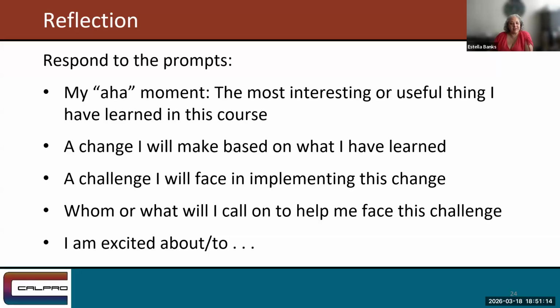So as we come to the end of our time together, let's take a few moments to reflect. For this reflection, respond in writing to the following prompts. My aha moment, the most interesting or useful thing I've learned in this course. A change I will make based on what I have learned. A challenge I will face in implementing this change. Whom or what will I call on to help me face this challenge. And I am excited about blank. So I will give you a couple of moments.